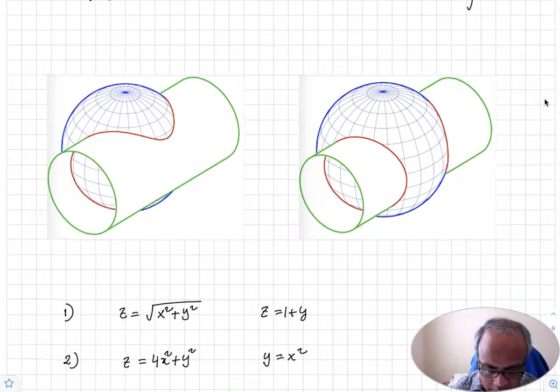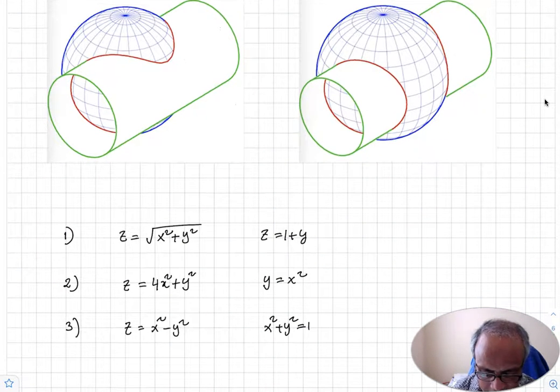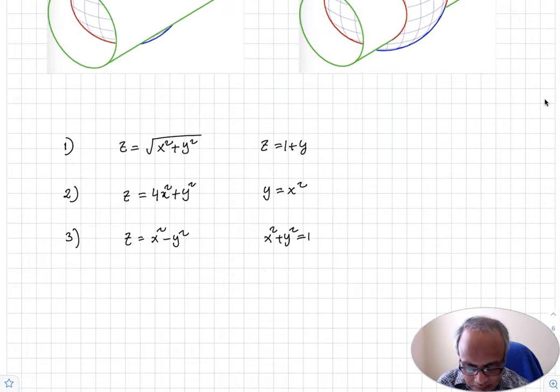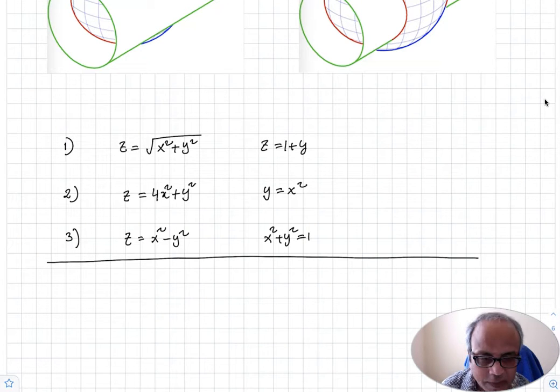For example, consider the second example: z equals 4x squared plus y squared, which is a surface, and y equals x squared, which is another surface. We want to find the intersection between the two surfaces. I have a third example: z equals x squared minus y squared, and x squared plus y squared equals 1. In all three cases, they are very similar. I'm going to work out how we find the parametric equation of the curve of intersection.